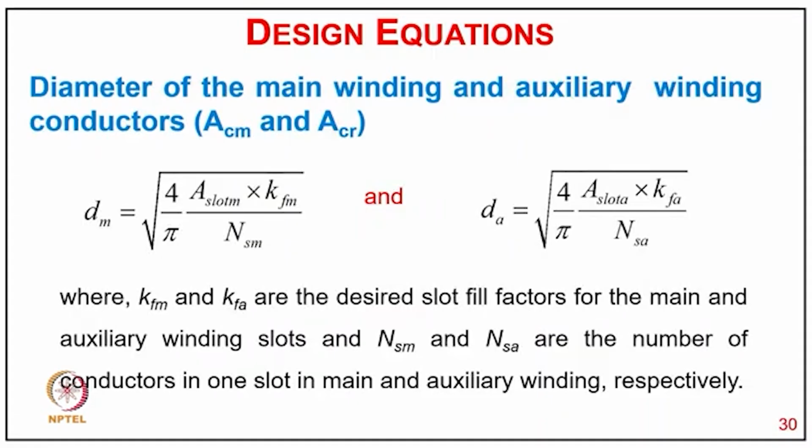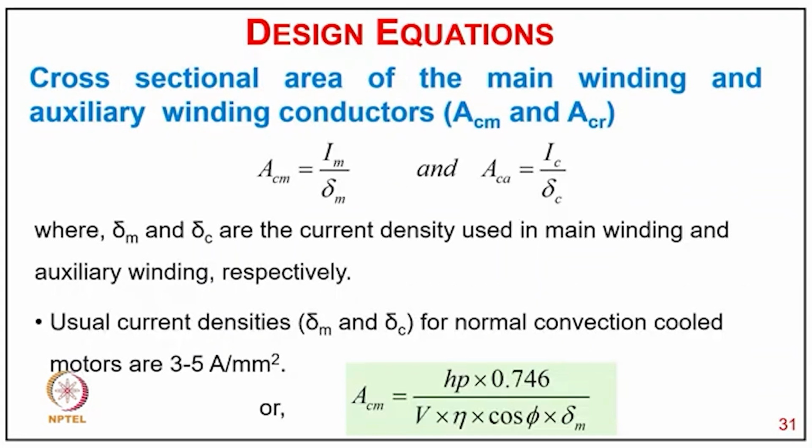Now from the diameter of main winding and auxiliary winding, we can find out dm equal to the square root of 4 by π, a slot m into kfm, that is the space factor, divided by nsm. Similarly, we can find out the diameter of the conductor for auxiliary winding, 4 by π, a slot a into kfa into nsa, where kfm and kfa are the desired slot fill factors for main and auxiliary winding, and nsm and nsa are the number of conductors in one slot in main winding and auxiliary winding respectively.